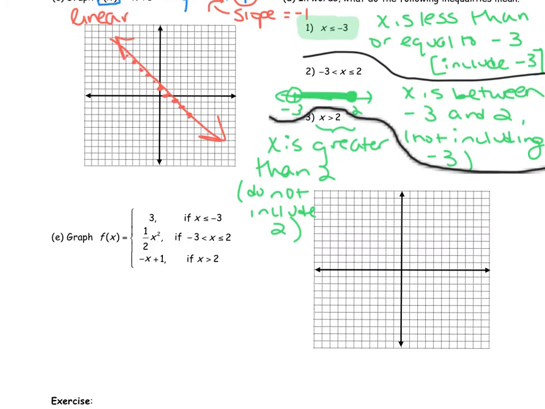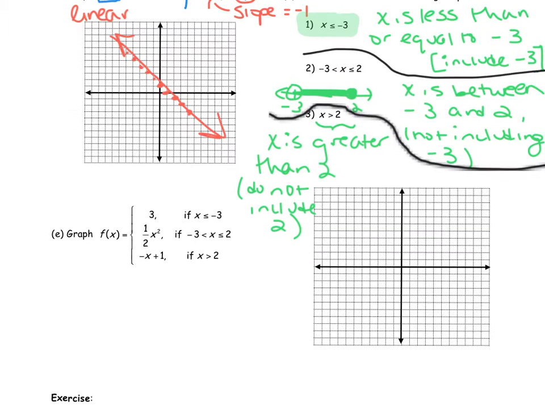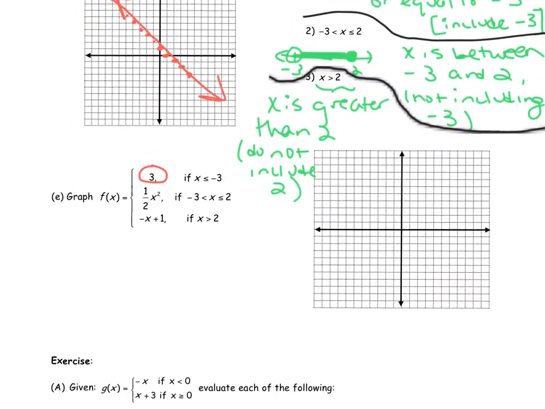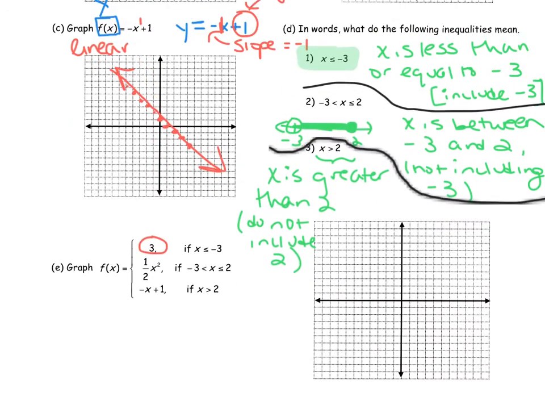All right, so now next part, we're actually going to graph all of these. So let's do this one at a time. We're going to graph the first example. So that was up here, letter A. We're graphing f of x equaling 3, where x is less than or equal to negative 3. So that's if x is less than or equal to negative 3.